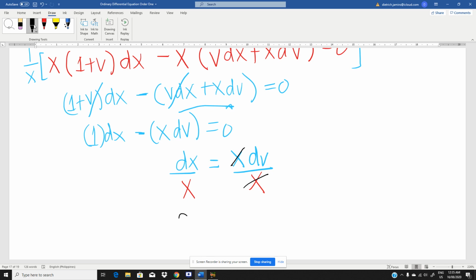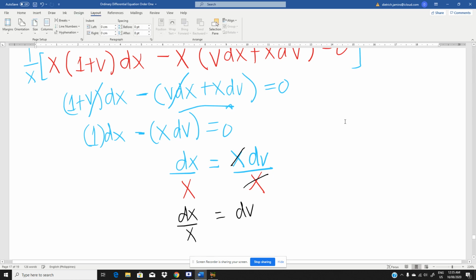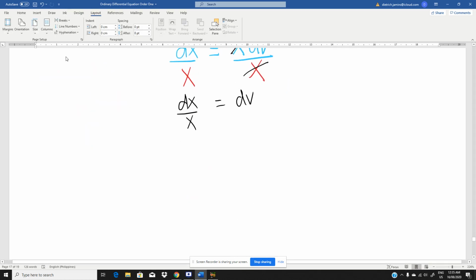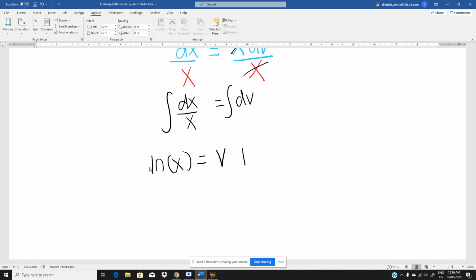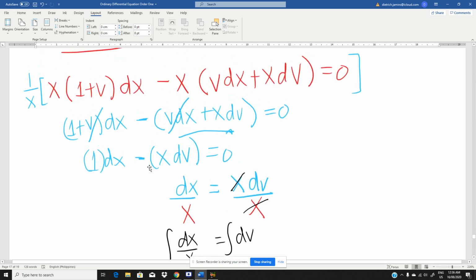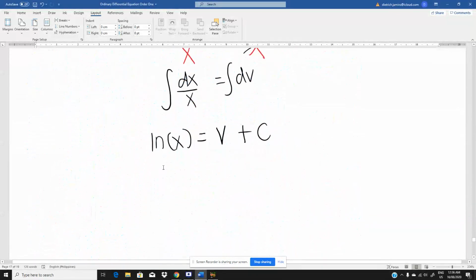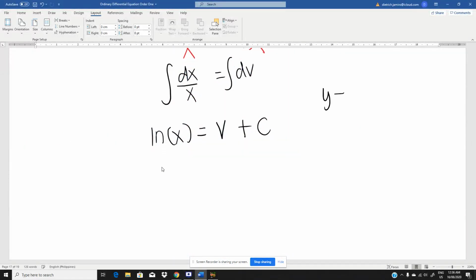Then we will have dx over x is equal to dv. Integrating both sides of the equation, we will have ln of x is equal to v plus c. We know that the value of y is equal to vx. Solving for v, we divide both sides by x.